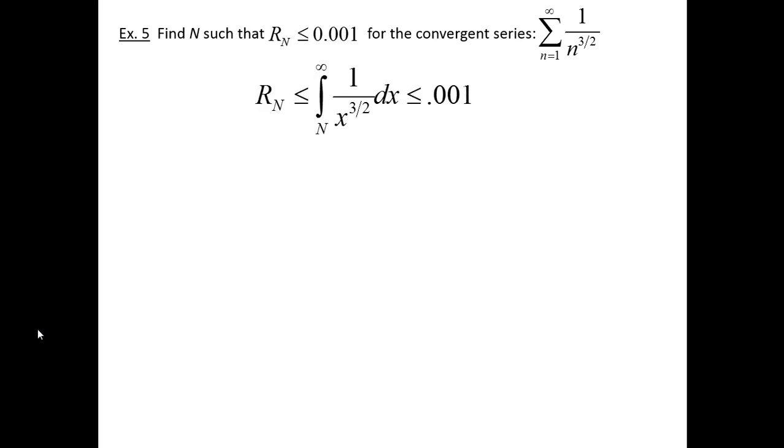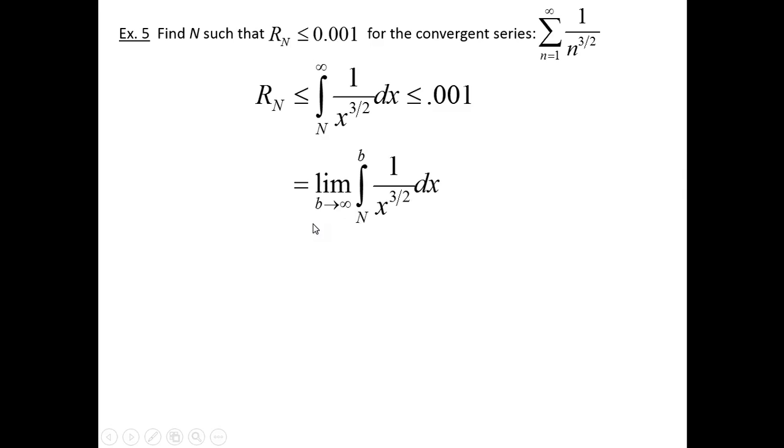What I'm going to do is write the improper integral here from n to infinity using the function 1 over x to the 3 halves, and I'm going to make a little inequality out of it and say I want that to be less than 0.001. I'm doing this because, remember, we said the remainder is less than the integral from n to infinity. So we want that integral to be less than 0.001.